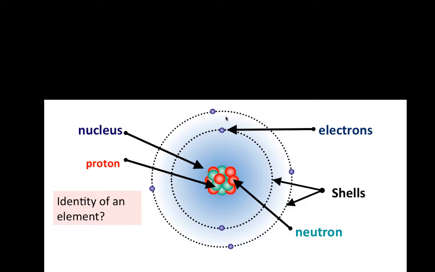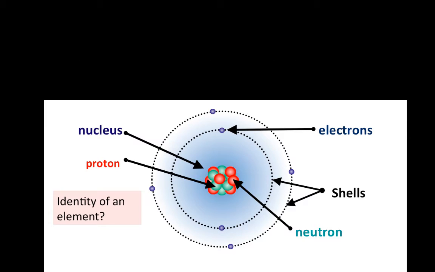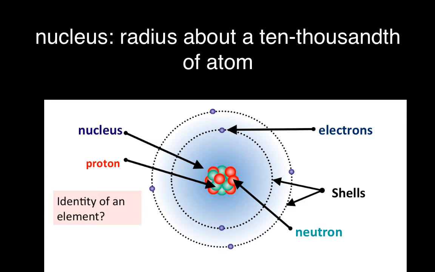Atoms are really small, they have a radius of about 0.1 nanometers. The nucleus in the centre of the atom is absolutely tiny compared to the size of an atom as a whole. In fact, the majority of atoms, so therefore the majority of everything in the universe, is actually empty space. The radius of a nucleus is about a 10,000th of that of an atom.